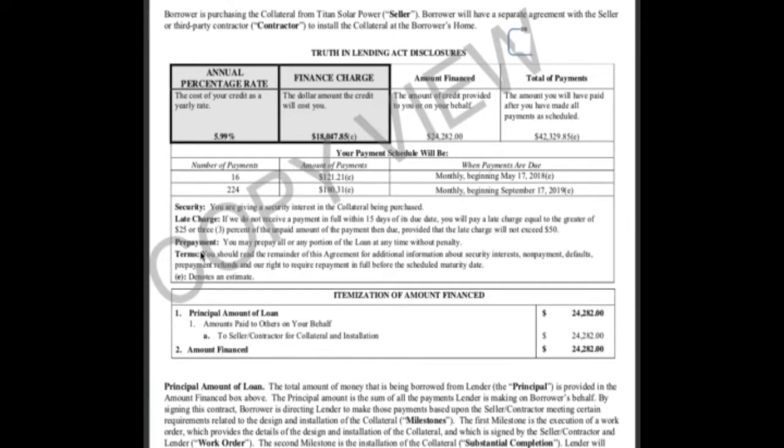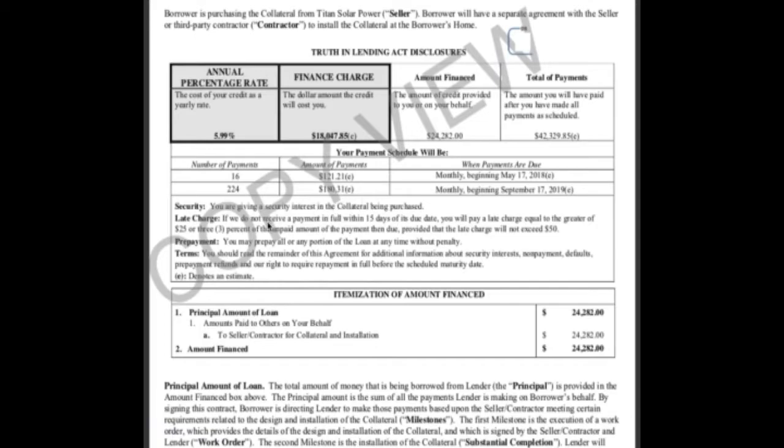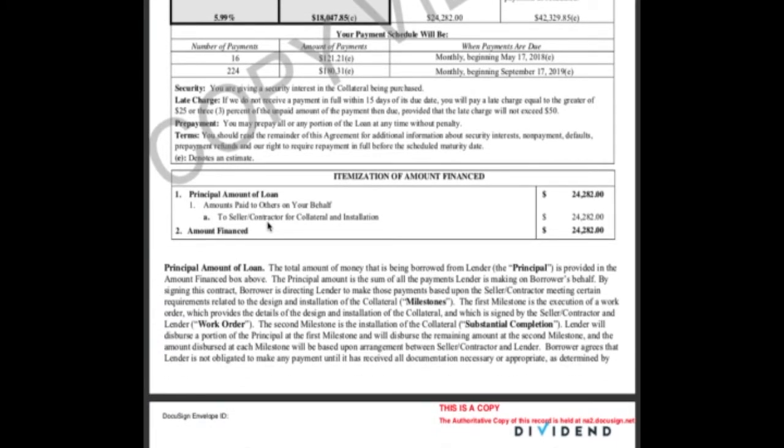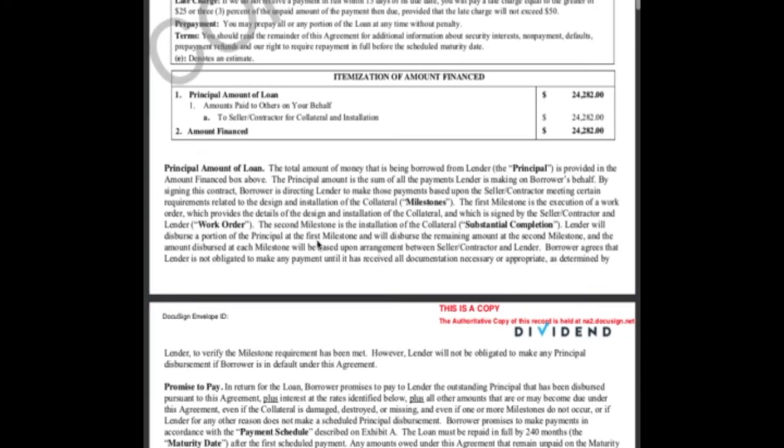In security, it's talking about the actual panels, which is the collateral. It doesn't mean your house. So when it says property on security, they're not talking about your home.